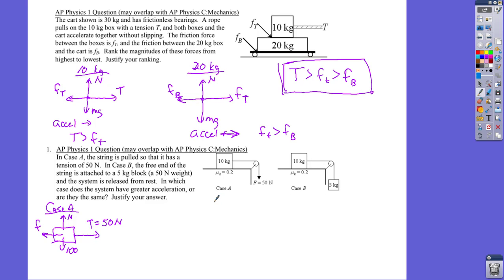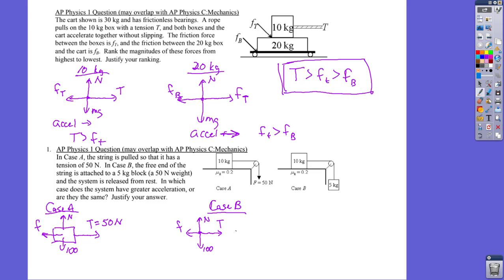Now in case B, there's actually going to be two ways to look at it. So I'm going to do it as each box individually first. So there are two boxes. So again, I probably should have saved myself some time here. So we've got N, we've got 100, we've got a tension force, and we've got a frictional force. So the two frictions will definitely be the same as each other. I'm not convinced that the two T's will be the same yet. We've got to think through this.